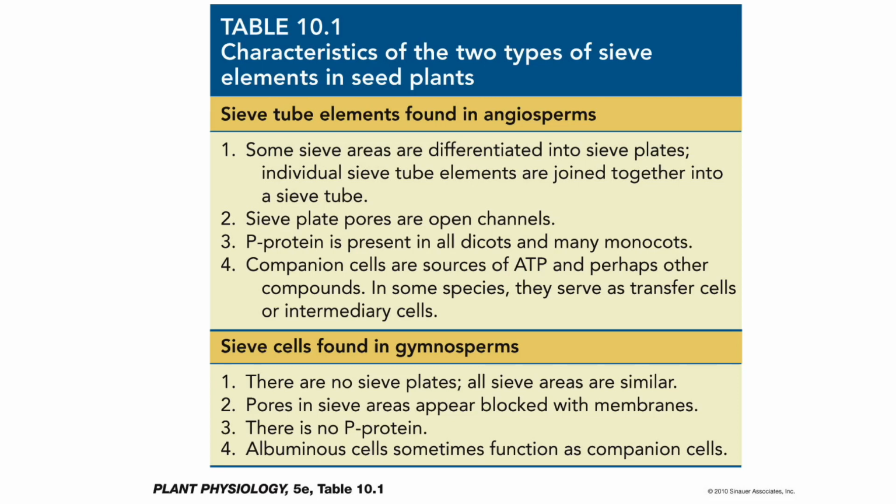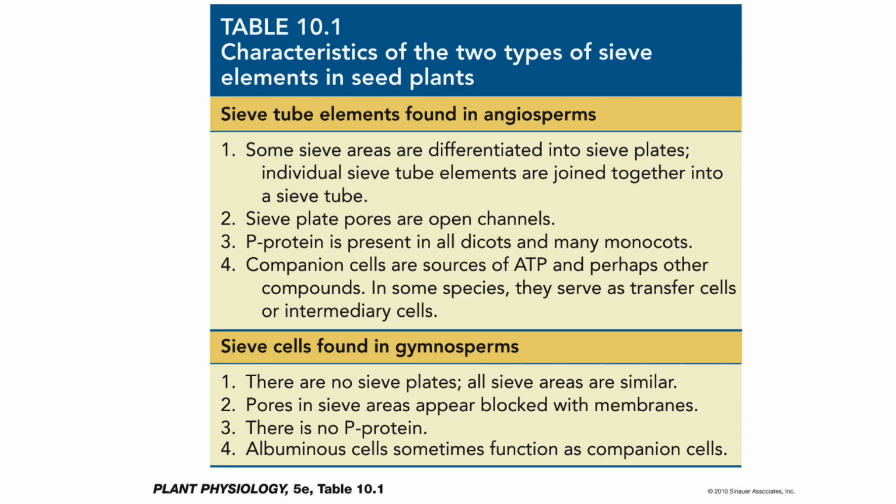And there are P proteins, which are present in all dicots and many monocots. The companion cells associated with these sieve cells are sources of ATP for energy and perhaps other compounds. In some species, they serve as transfer cells or intermediary cells, which we will get to in a few moments.